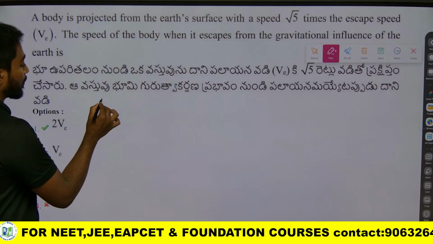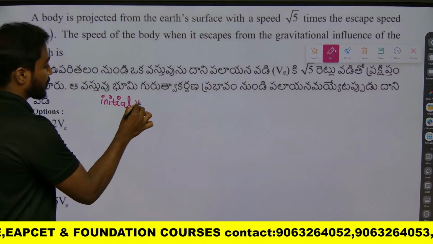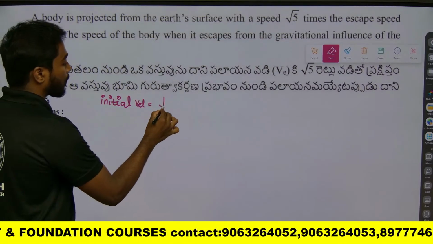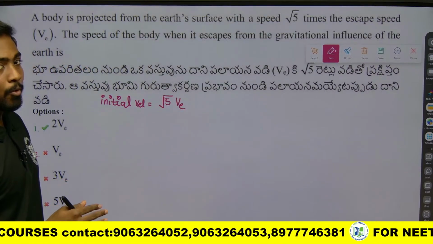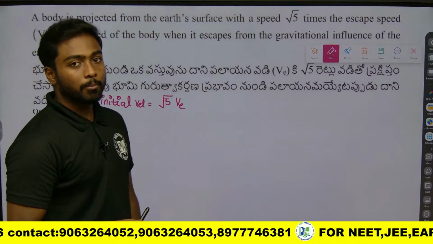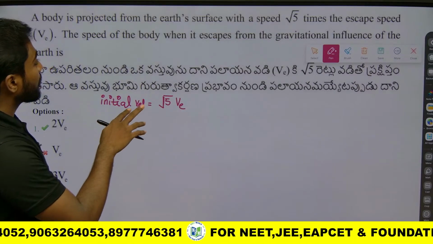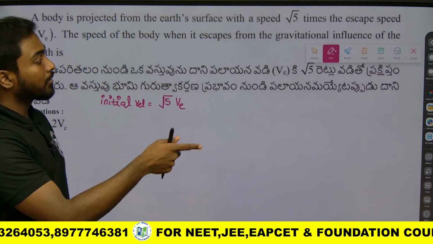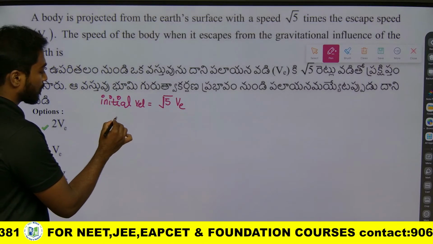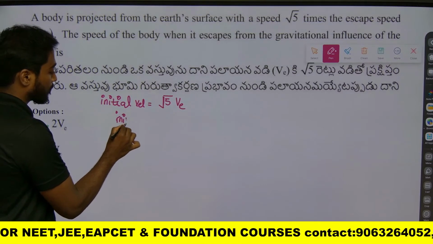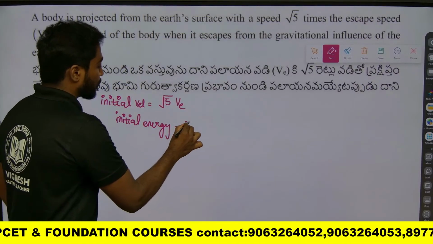So the initial velocity is nothing but root 5 times the escape velocity. It means it has more energy to go, right? Like root 5 times the escape velocity. So I need to find the speed of a body when it escapes from the gravitational influence of the earth. So I can use the concept of initial energy equals the final energy.